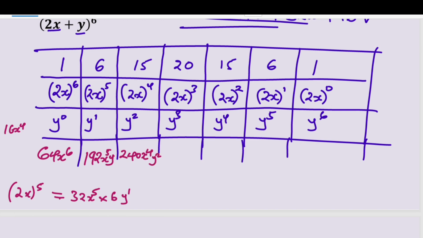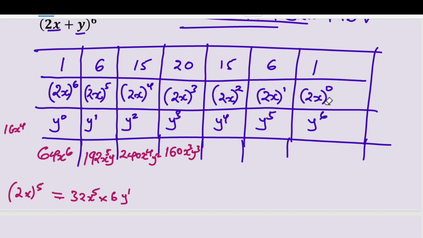Then we move to 20 times 2x cubed times y cubed. 2x cubed should give you 8x cubed. Then 8 times 20 is 160. 8 times 20 should give you 160. So this one should be 160 x power 3, y power 3.